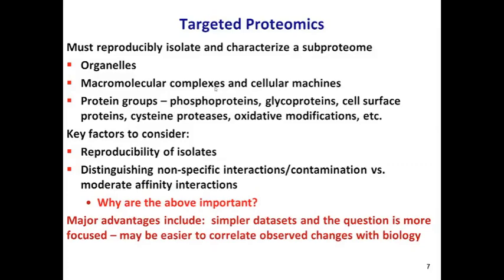Two key factors when conducting targeted proteomics are to analyze the reproducibility of the isolates as well as distinguishing nonspecific interactions and contaminants from moderate affinity interactions. Why are the above important? If I have variations in the isolation of a subproteome, those variations in the isolation are going to show up as differences in the protein profile. They're artifactual differences rather than biologically related.